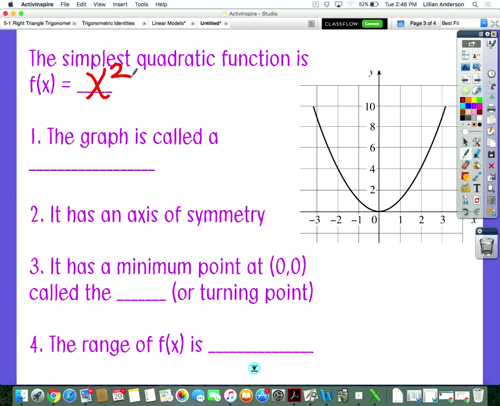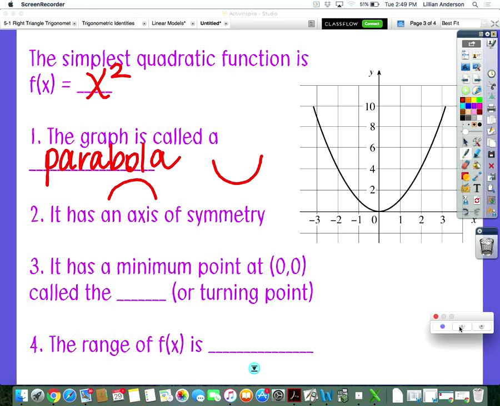Now, the graph of f of x equals x squared is called a parabola. A parabola is basically a U-shaped figure. It could be pointing up like the graph that you see over there, or it could be pointing down like so.